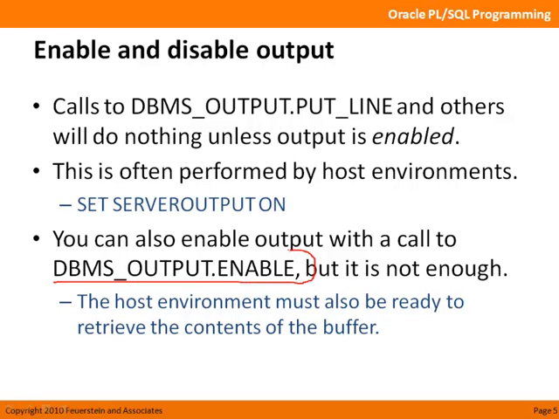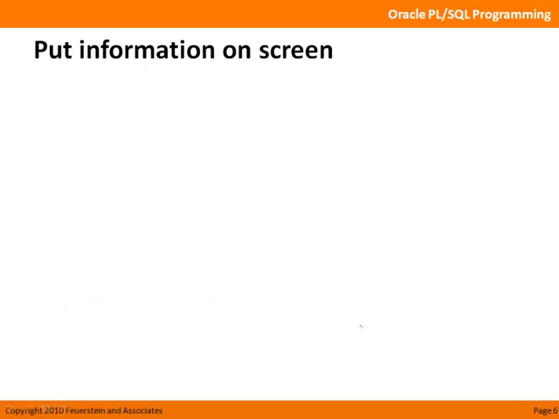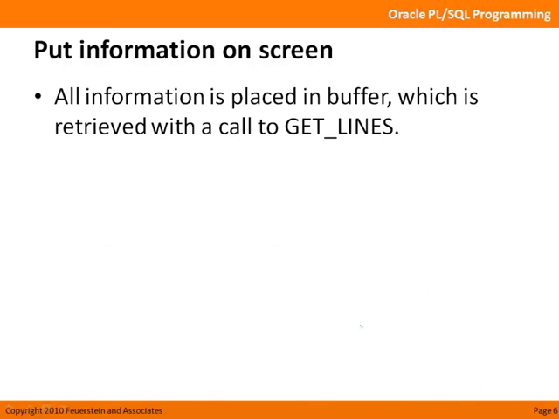But if you call enable inside your program, that's not enough. The host environment also has to be ready to retrieve the contents of the buffer that's populated by DBMS output. These are details that you will by and large never deal with on a day-to-day basis because your host environment is just taking care of all of this for you. So what do you use DBMS output for? To put information onto your screen.